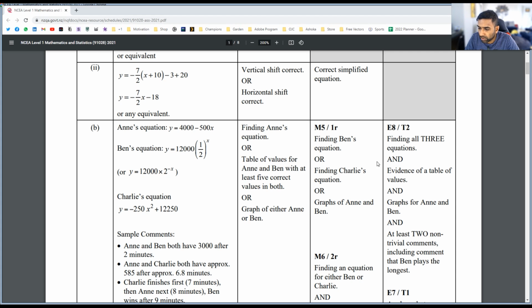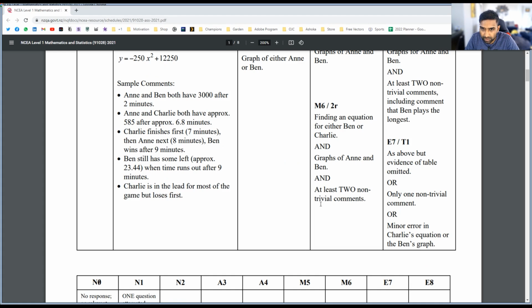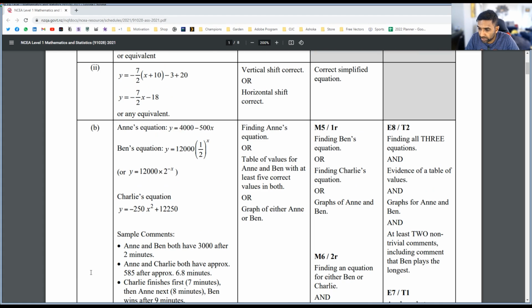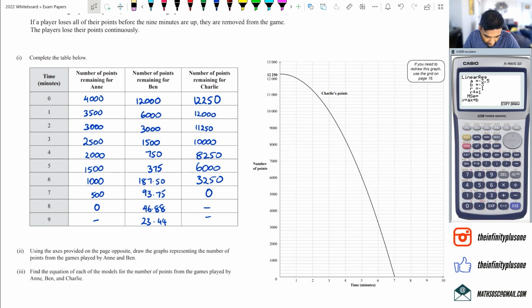But then we've got a whole lot of extra things happening here for merit and excellence, and I'll go through each one of them separately. So we've done part 1 of the question, which is completing the table below. Now part 2 is: use the axis provided on the page opposite, draw the graphs representing the number. So with Anne, I'm going to be doing Anne in red color here. So she actually starts at 4,000, and after 8 minutes she is at 0.